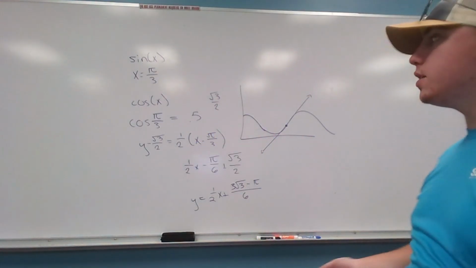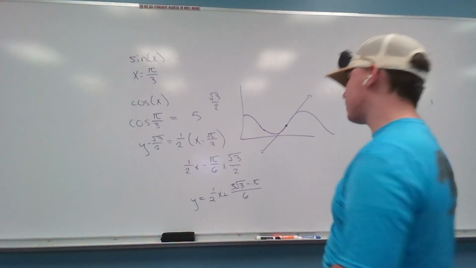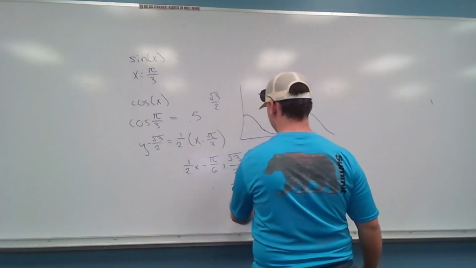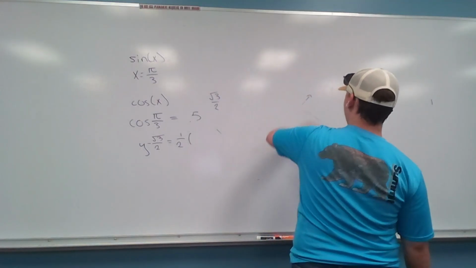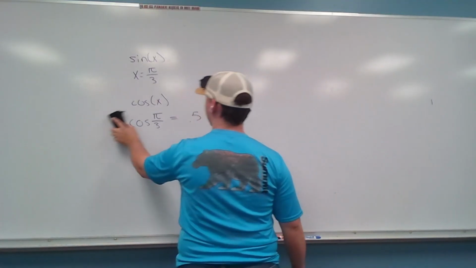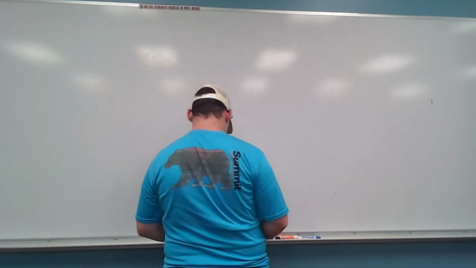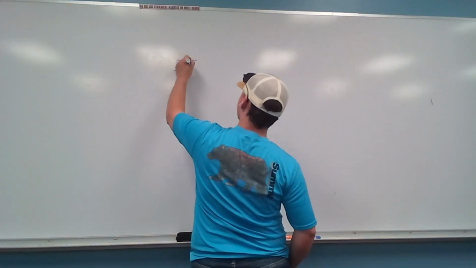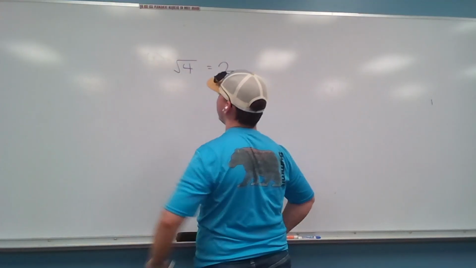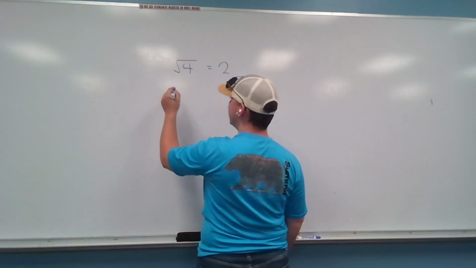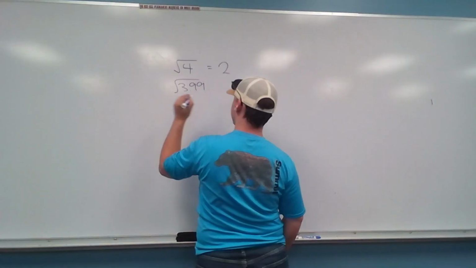Now, what is the application of this? This is when we start to get into linear approximations. So, what is linear approximation? Let's say I have the square root of 4. What is the square root of 4, you might ask? 2. Now, how do we know easily what the square root of 3.99 is?